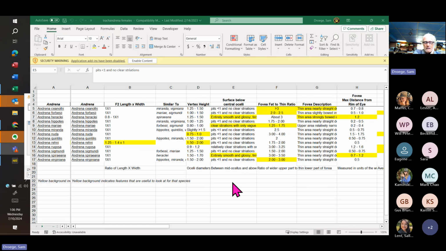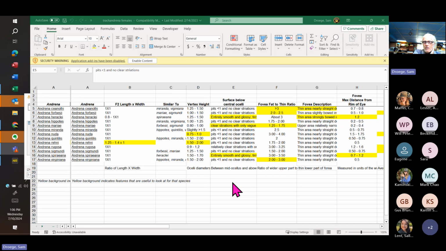What you're looking at is species are rows, characters are columns. There's a little mini explanation of what we mean by the character at the very bottom of each of the character columns. There is a yellow highlighted cell that indicates that that particular character is something that, in combination with the other yellow highlighted characters in that species row, makes it distinctive.